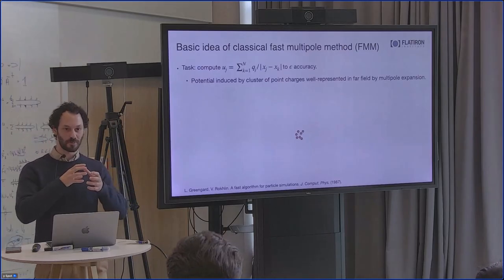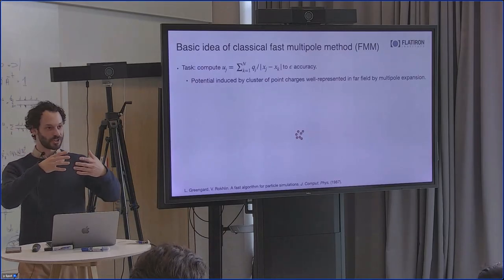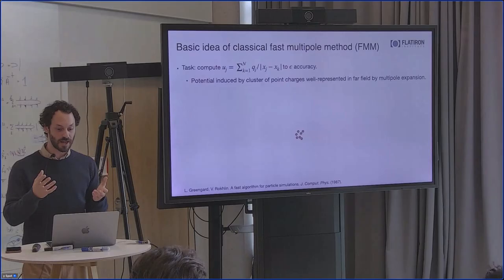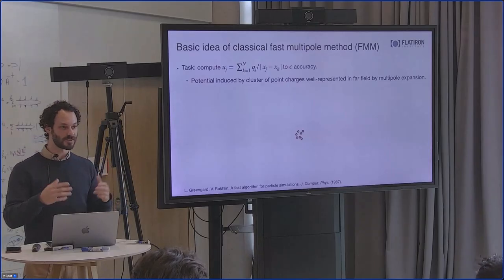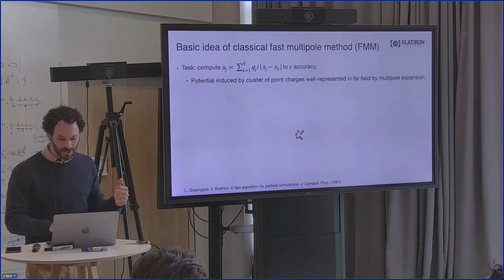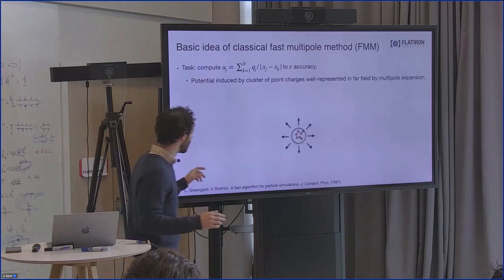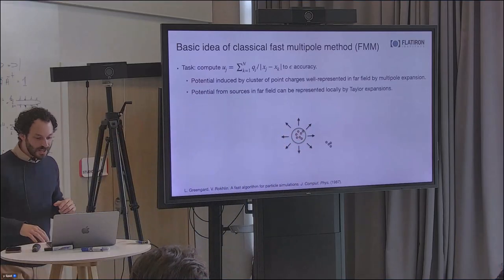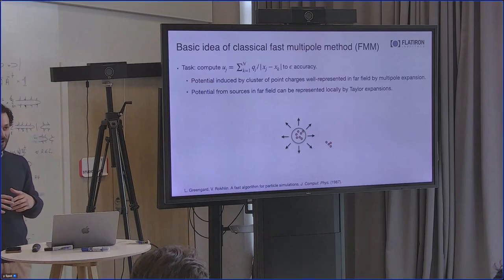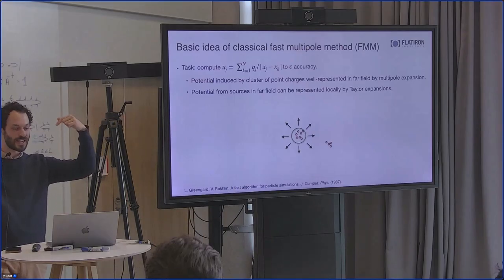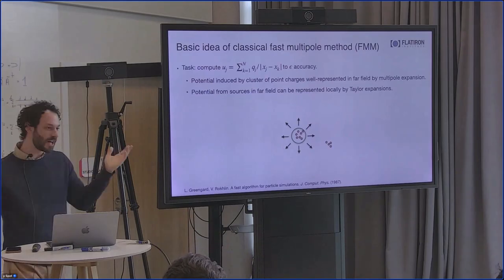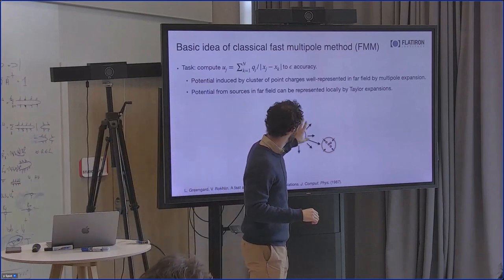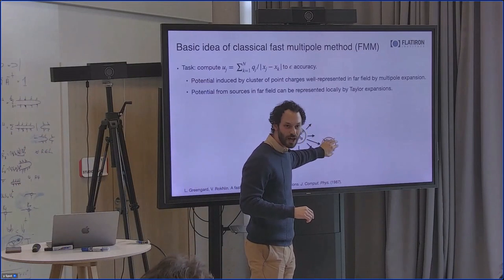If I have a cluster of point charges, the potential induced via this point Coulomb kernel by those point charges far away is well represented by a multipole expansion. We know that. So there's a multipole expansion that's valid in a sphere outside the cluster of particles. If I'm again a cluster of particles and there's some far field potential that's coming in, I can represent that locally by a local expansion, a Taylor expansion. So this far field expansion can be represented inside this sphere by a Taylor expansion.